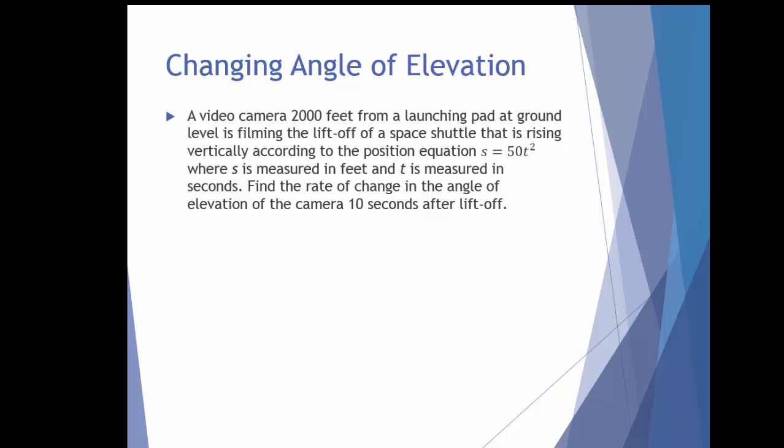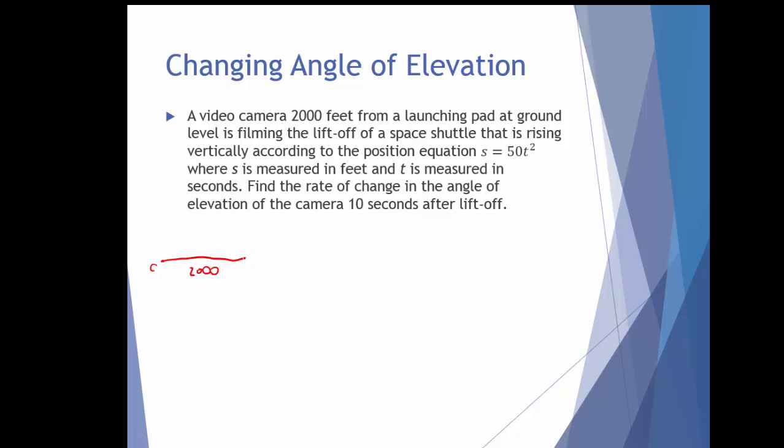Okay. So again, you may want to pause this and see if you can come up with some of this on your own. But go ahead and do that now, but I'll go ahead and continue on. So we have a video camera. There's my camera. It's 2,000 feet from a launching pad. Now that's a constant value. That doesn't change. Your camera's vertical or horizontal position is not changing. It's just changing the angle at which it's watching the rocket.